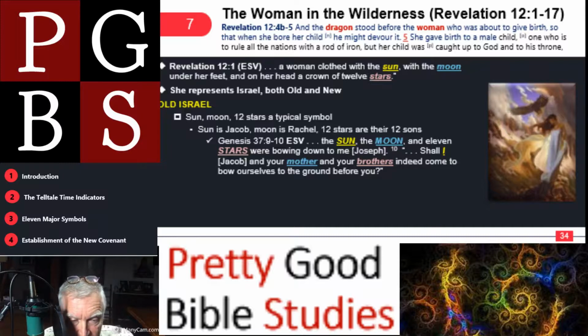Let's read Genesis 37, verse 9 first. Joseph is speaking. He says, the sun, the moon, and 11 stars were bowing down to me. He's describing the dream to his father. Pretty naive, pretty foolish, but that's what he was doing. And Jacob responded and said this, and I want you to compare the yellow with yellow, the pink with pink, and the blue with blue.